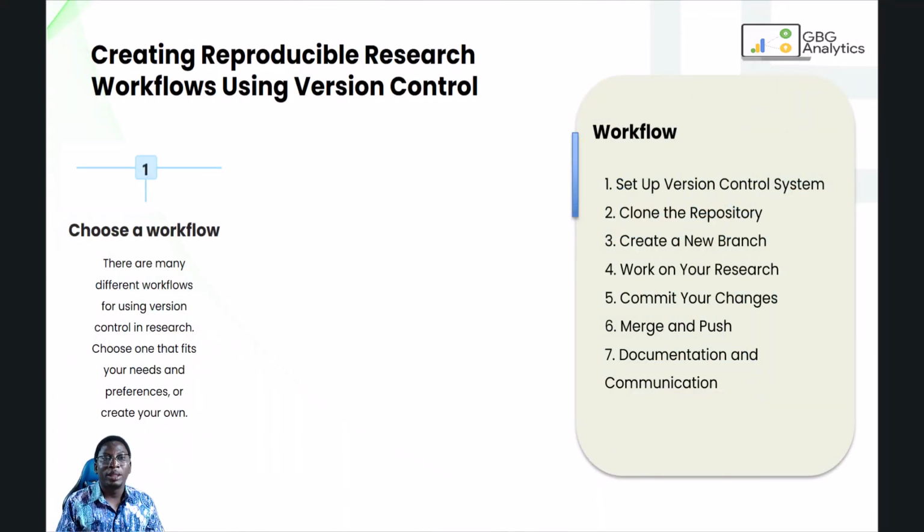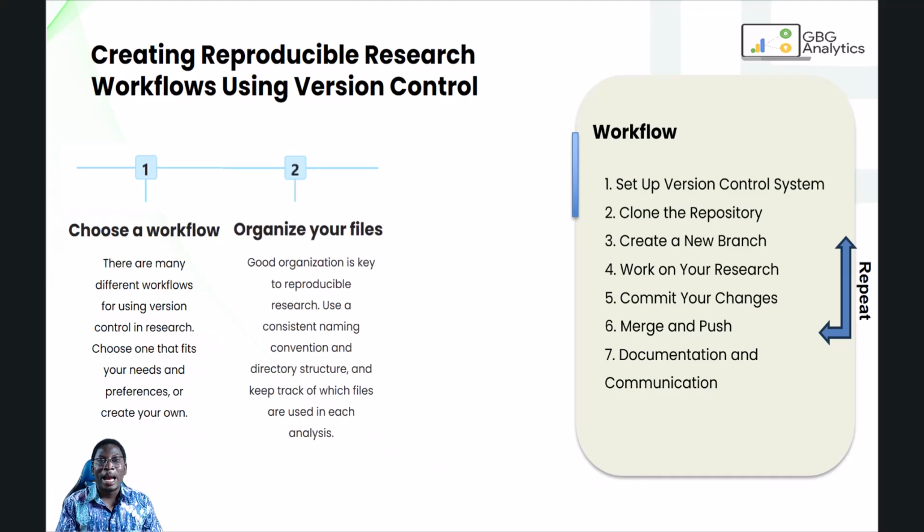Now let's see the path toward reproducible research using version control. What we do is choose a workflow. For example, you set up the version control system, you clone the repository, you create a new branch, you work on your research, you commit your changes, you merge and you push, and then you can do documentation and communication. As you know, this workflow is iterative, so you continue doing that until you are done with your project. Then you must always organize your files. As your code is increasing or as you are adding more files, you continue following this workflow.